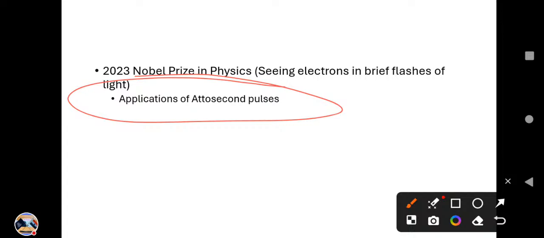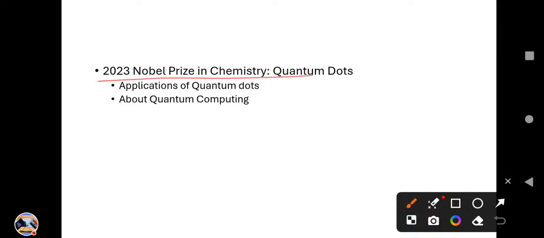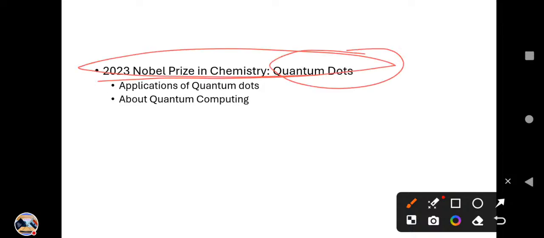Okay, and next is the Nobel Prize in Chemistry for quantum dots. We will study what quantum dots are, why they are important, the various applications related to quantum dots, and what quantum computing is about. So first, we discuss what quantum dots are.